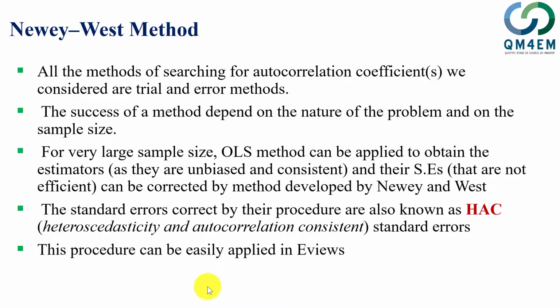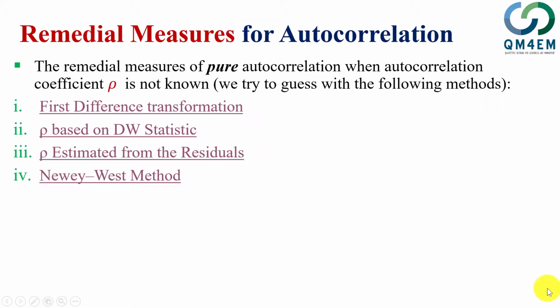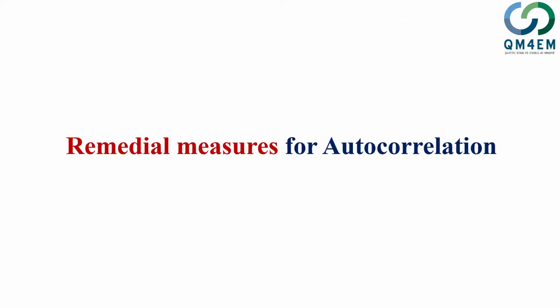Now going back to the original slide, for pure autocorrelation we studied four remedial measures that can fix the problem of autocorrelation. The next step is the application of these methods in Eviews. Moving toward the application of remedial measures for autocorrelation, I would like to remind you that we did tasks 13.1 till 13.4, the four tasks which we did.